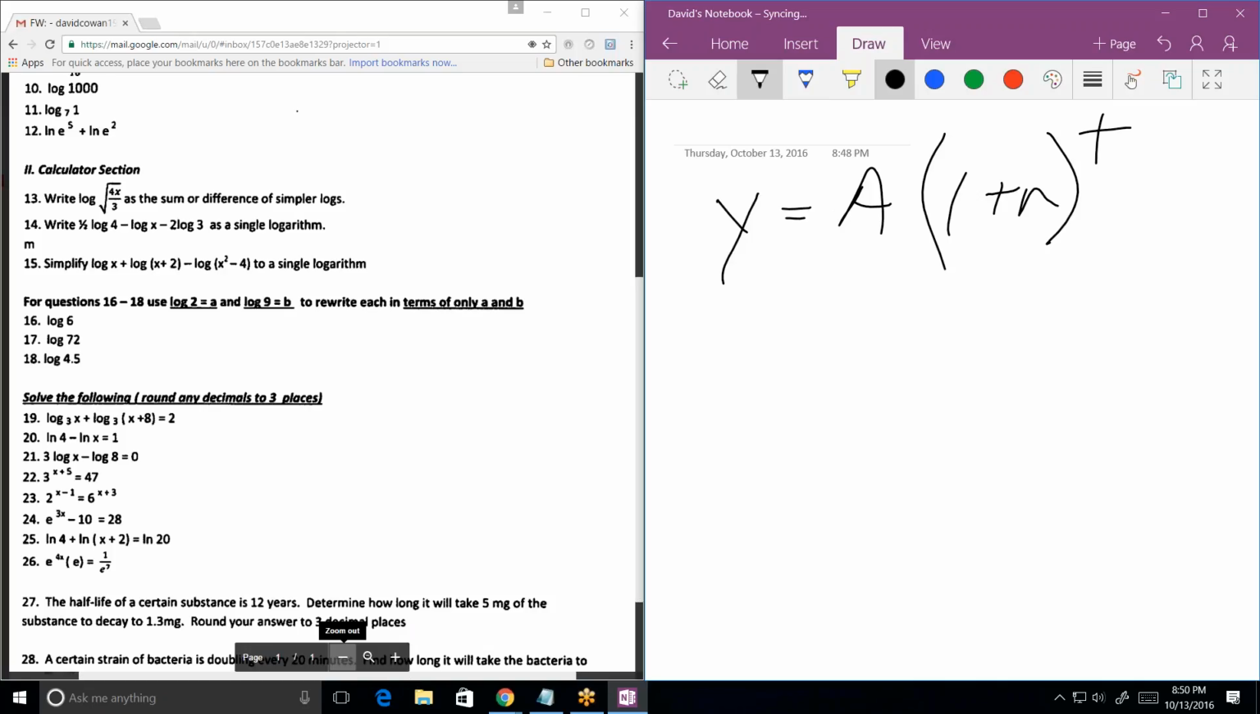So, remember how we did these? Monday or Tuesday, I don't remember which. The half-life is 12 years. So what can I fill in here? Y equals 1.3, A equals 5. No. Half-life means that the original amount becomes half. So Y is A divided by 2.